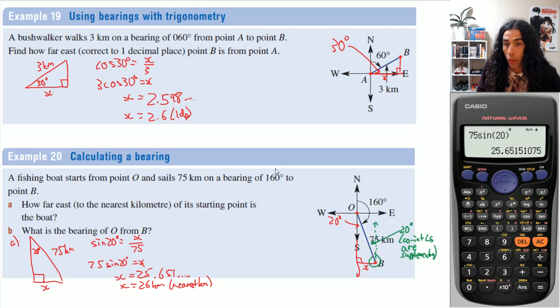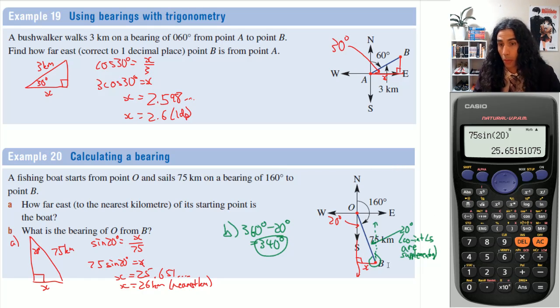And so therefore the bearing, it's 360. Take away the 20. So B, 360. Take away that. That's not a 6. I'm pretty sure that's a 2. 360, take away 20. It's 340 is our bearing. That's of O from B.